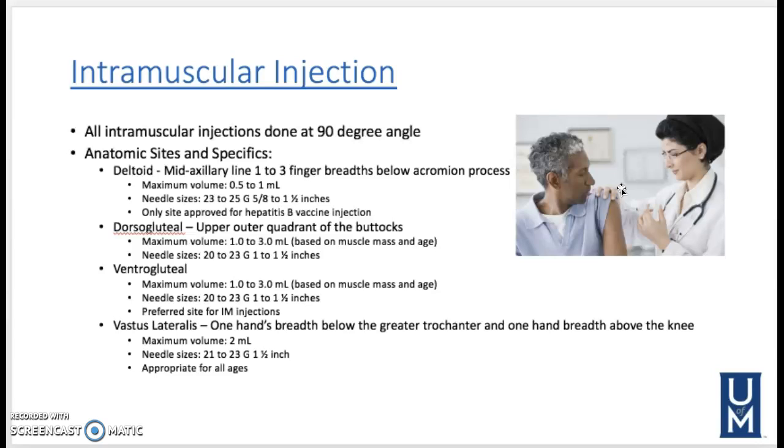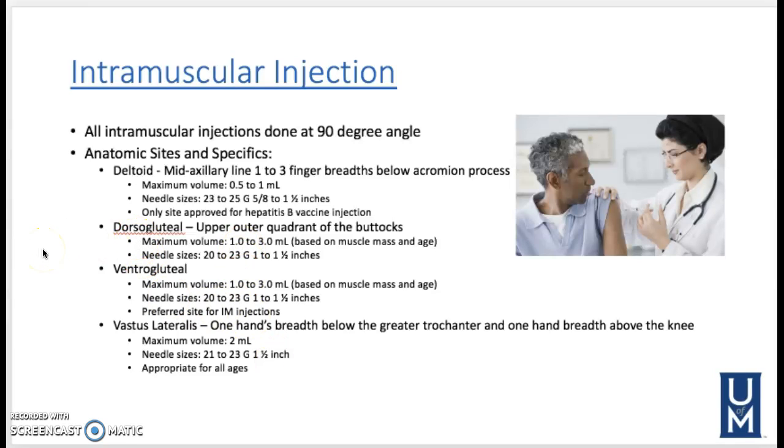The max amount that deltoid muscle can hold is 0.5, so a half to 1 milliliters. We're not giving any more medication than that. So if you have an injection of 2 milliliters, you cannot use that muscle. Needle sizes, 23 to 25 gauge, 5/8 to 1.5 inches. Only site approved for the hepatitis B vaccine. This is often our most selected site for intramuscular injections for vaccines. Most often used, unless we're doing the pediatric patients, infants will use their thighs.